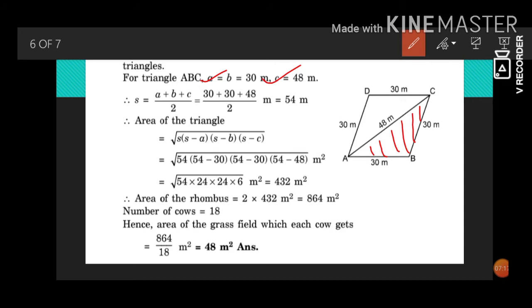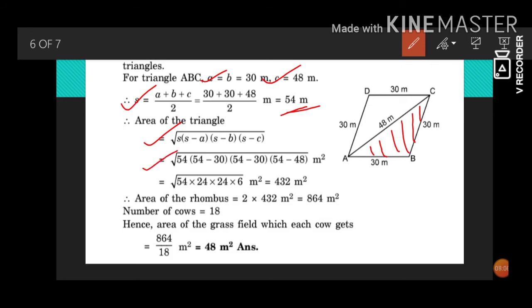So we will use Heron's formula to find the area. And to use Heron's formula, first we need to find the semi-perimeter. So S is equal to a plus b plus c by 2, that is 30 plus 30 plus 48 by 2, which will give us 54 meter. Now we will substitute the values of S, a, b and c in the formula, which is root under S into S minus a, S minus b, S minus c, which will give us 54 into 54 minus 30, 54 minus 30 and 54 minus 48.